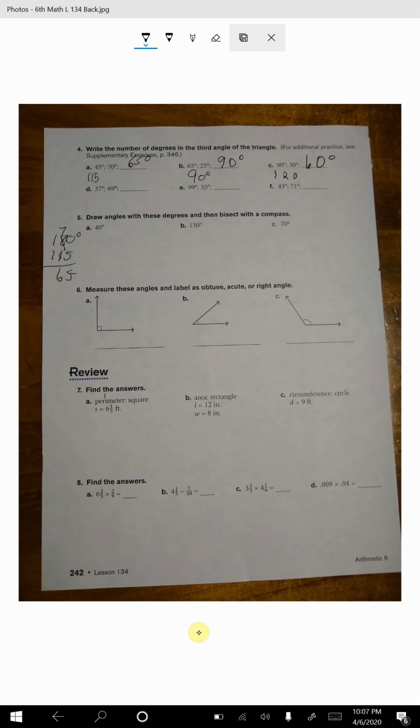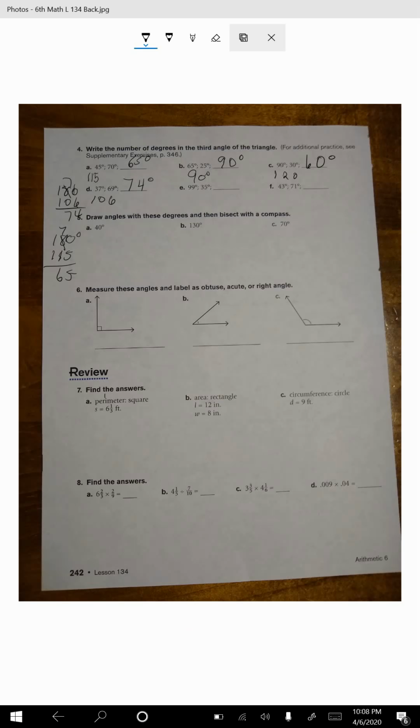37 plus 69. Can we do that in our head? How about 106? Am I right? I think so. No. Yeah, I think I'm right. All right, so 180 minus 106. 74 degrees. The book agrees with me.